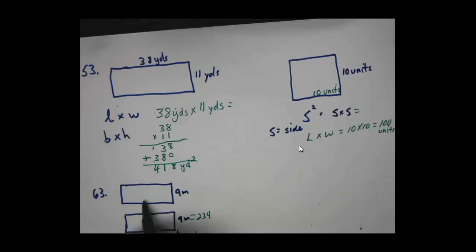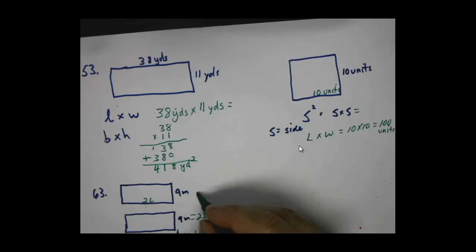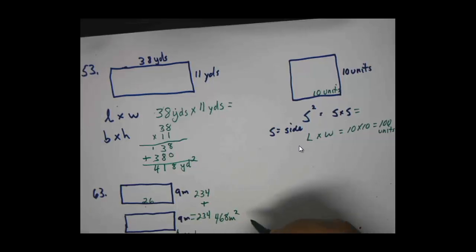We don't really need to do the problem again because if this is 26, this is going to be 26. So we've already done the math, and so this is also 234. And then we can just add those up to give us our 468. And again, this is going to be meters squared.